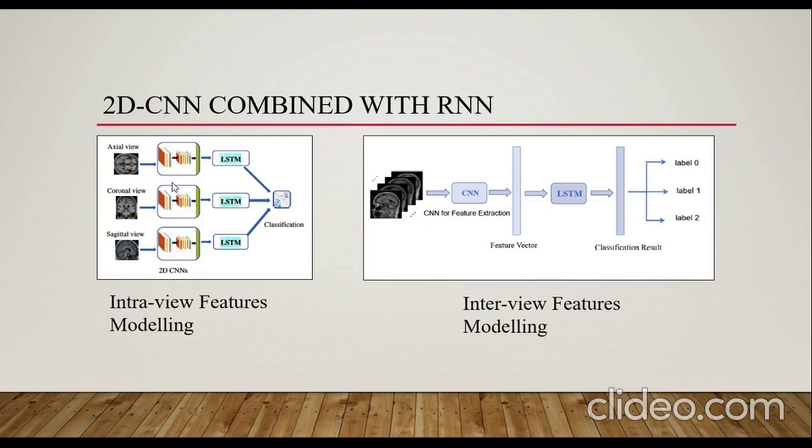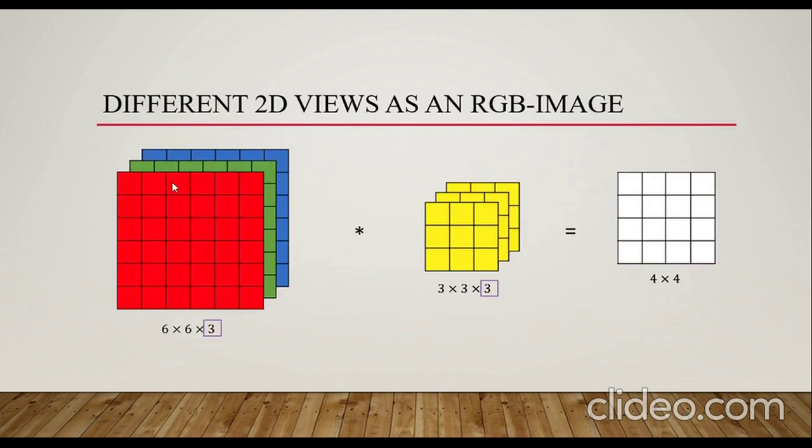3D CNNs suffered from two major problems, which are caused by the very big number of parameters of 3D CNNs. These two problems are the computational complexity and overfitting, due also to the small sizes of medical data sets. So some studies use 2D CNNs to extract features from 2D slices from the three different views of a 3D image and capture the interview features using LSTMs.